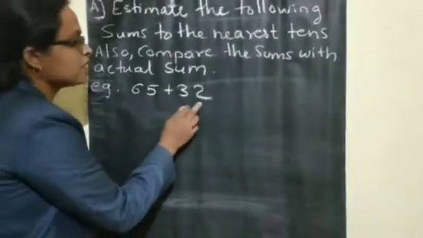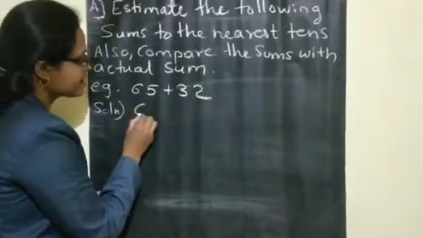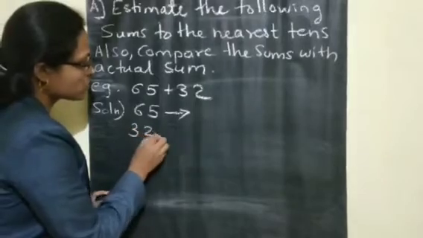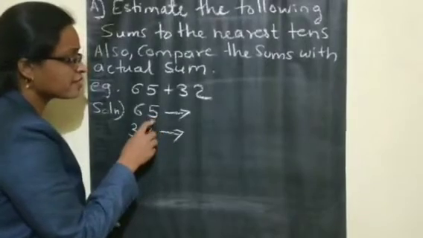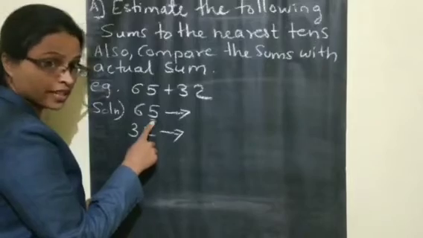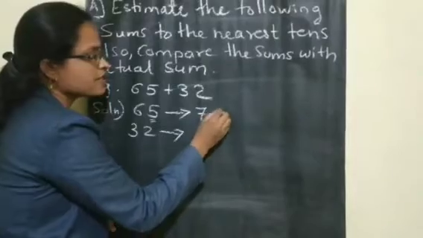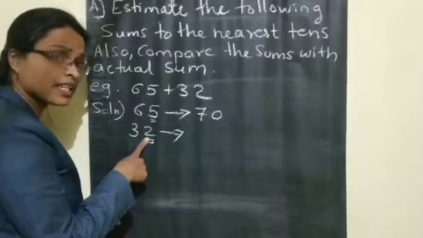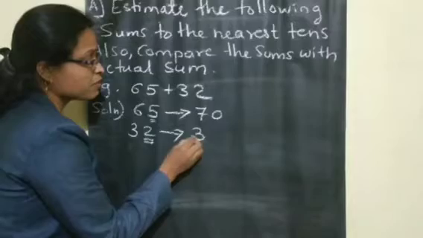So 65 plus 32. Solution: first we have to round 65, and 32 also we have to round. For rounding to the tens, we have to observe the ones place. In the ones place here it is 5. Is it less than or more than 5? It is 5 or more, so 6 will change to 7. So the rounded number will be 70. Now if you observe the ones place in 32, here it is 2. It is less than 5. If it is less than 5, 3 will remain the same. So here the rounded number is 30.